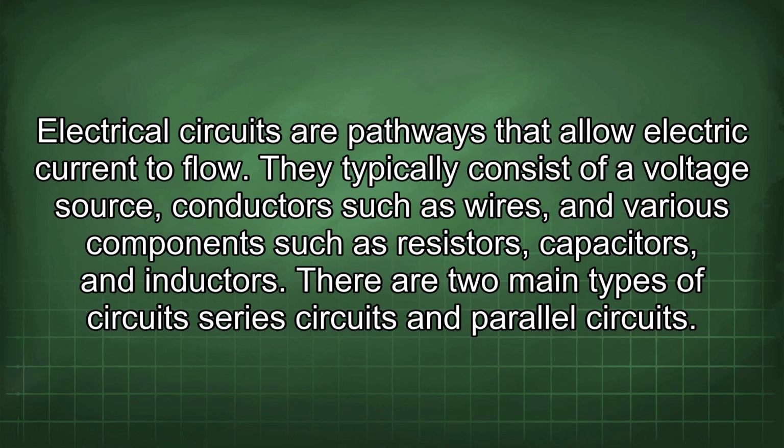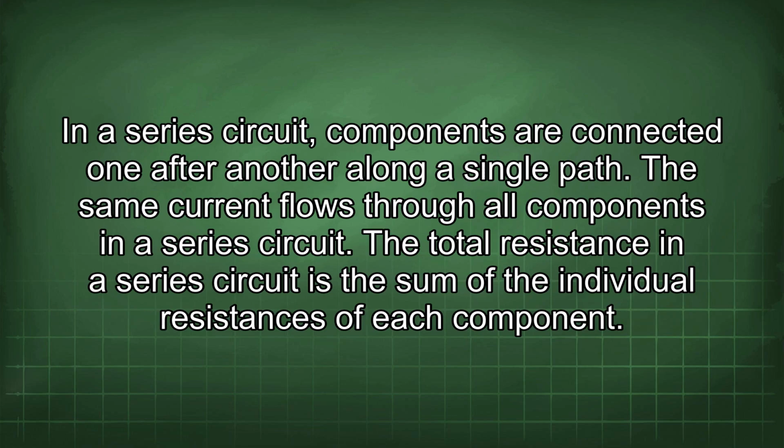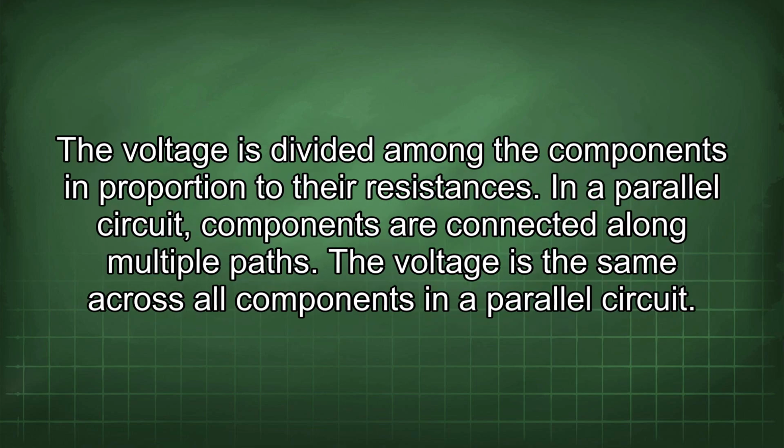There are two main types of circuits: series circuits and parallel circuits. In a series circuit, components are connected one after another along a single path. The same current flows through all components in a series circuit. The total resistance in a series circuit is the sum of the individual resistances of each component. The voltage is divided among the components in proportion to their resistances.